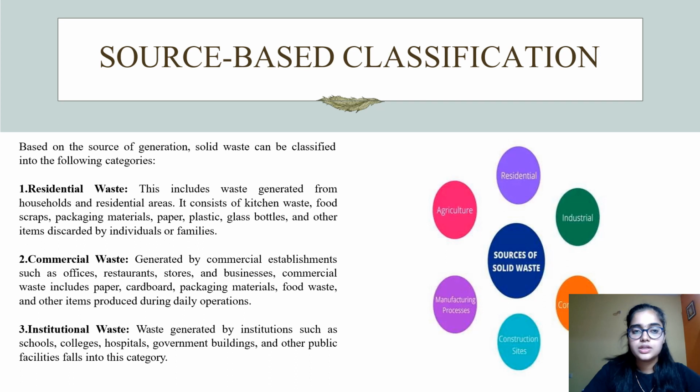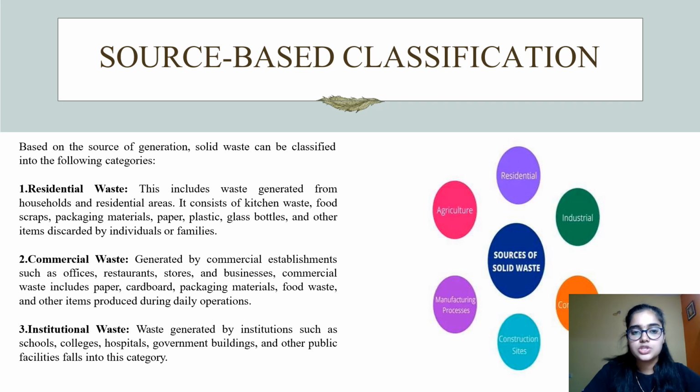Now, let's learn in detail about source-based classification. Sources of solid waste are classified into industrial, residential, agricultural, manufacturing process, construction site, and commercial. First is residential waste. This includes waste generated from households and residences, which consists of food scraps, paper, plastic, glass bottles, and other items discarded by individuals or families.